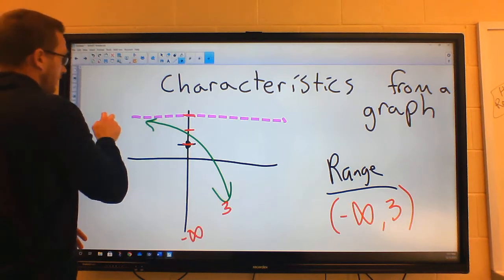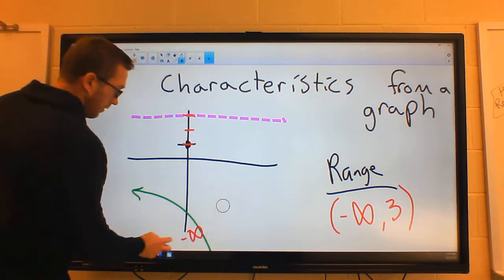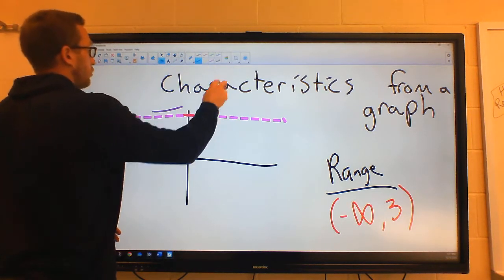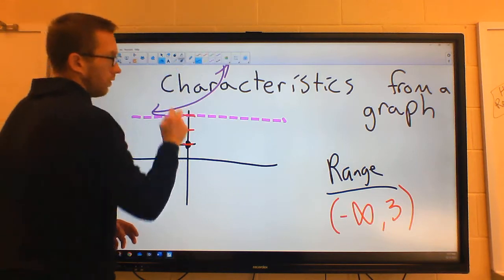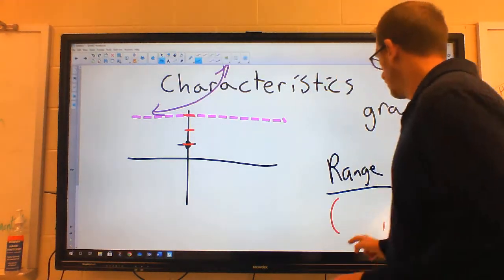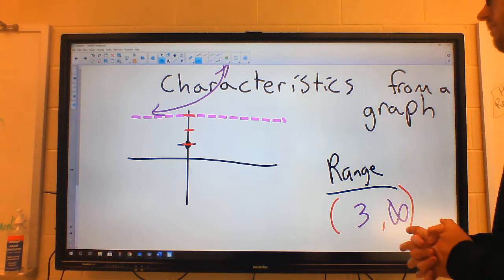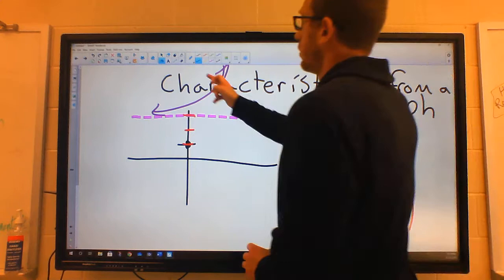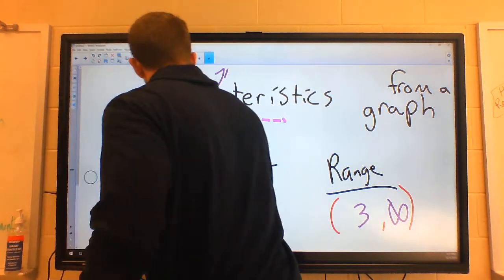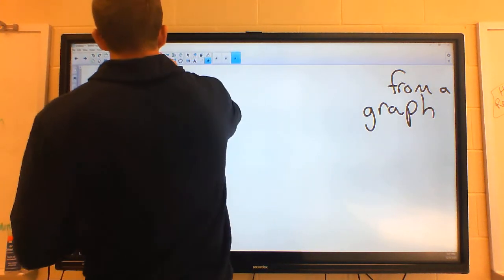If it was above this, so let's say our function was above this, our low value would be positive 3. Our high value would be infinity. We would never get there either. So this covers range in both types of notations as well.